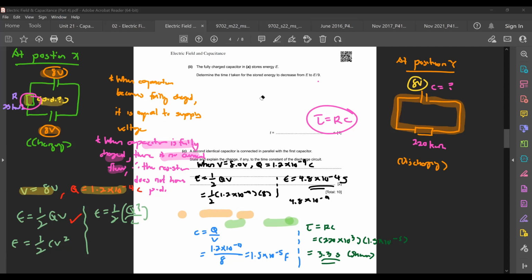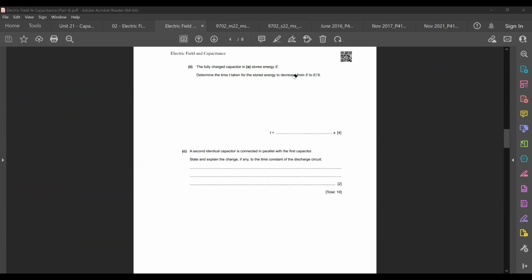In the next part, they mentioned to you that the fully charged capacitor in A stores a charge of E. Find out the time taken for the stored energy to decrease to 1/9 of its original value, from E to E over 9. Okay, so how are you going to do this? So they want you to find the time taken for the stored energy to decrease to 1/9 of its original value. And you notice that this one carries a very large amount of marks.